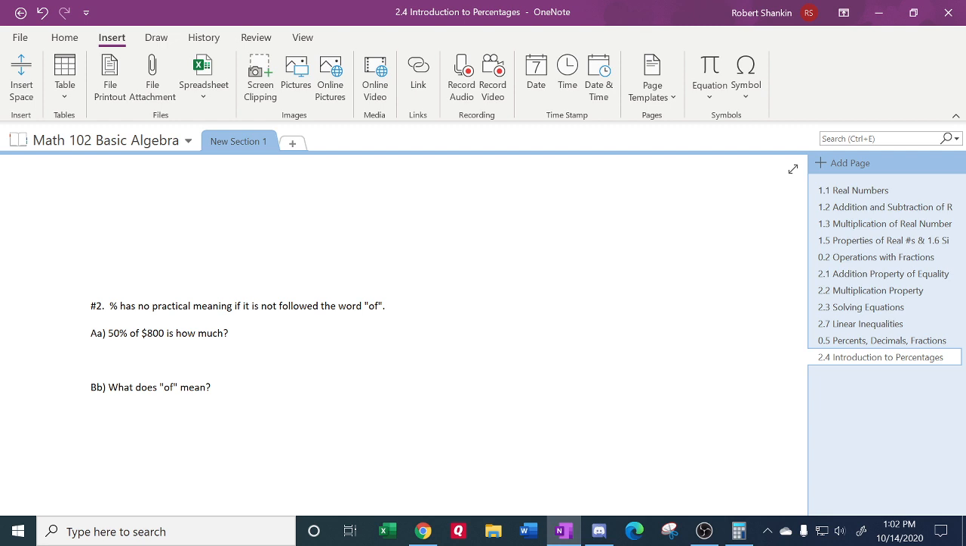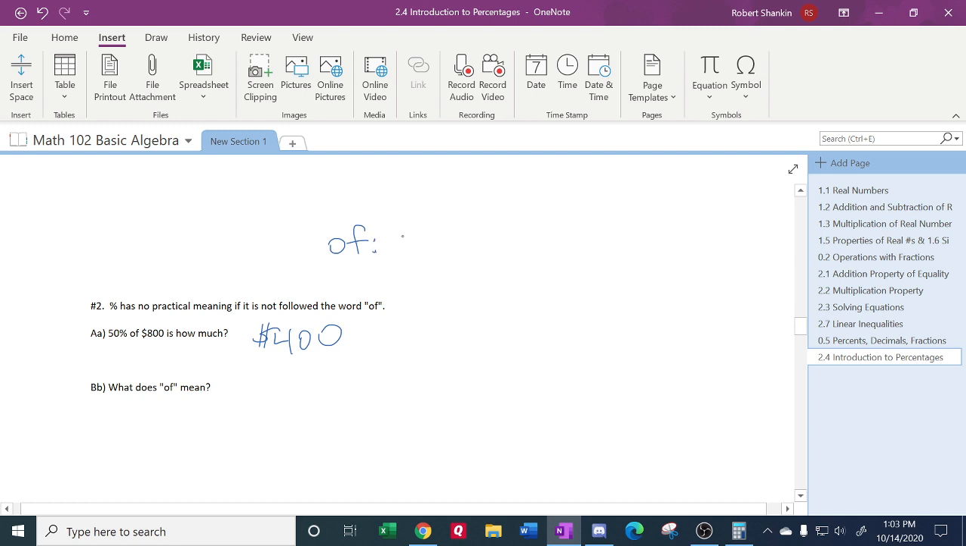Okay, group 5. 50% of $800 is how much? $400. Okay, and what does of mean? Someone said of is multiply. Does that make sense to everybody? Of, meaning multiply.